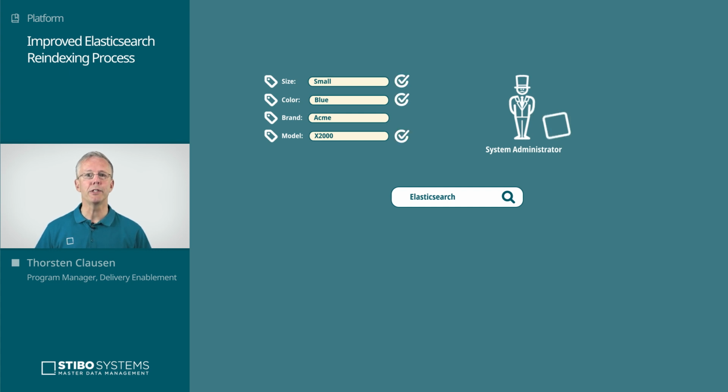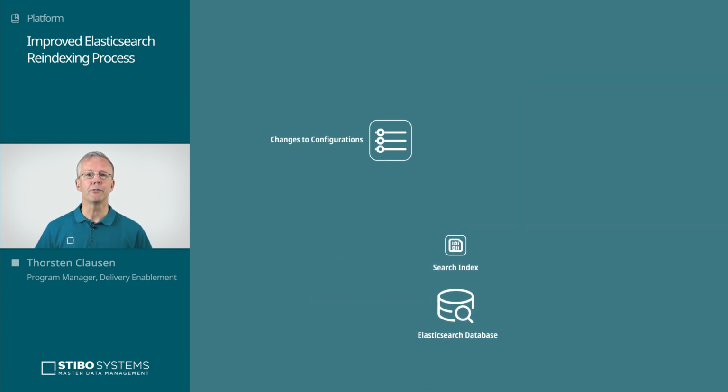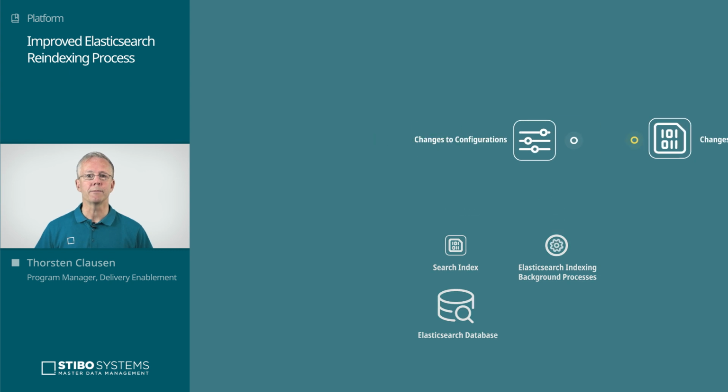When the admin user has changed this configuration, a reindexing process must be run so that the underlying search index, which is held in an Elasticsearch database, can be updated accordingly. Currently, changes to such configurations, as well as business users' changes to data, do not update the Elasticsearch index directly, but trigger events to be written on an event queue. The events are then processed by the Elasticsearch indexing background processes to update the index.